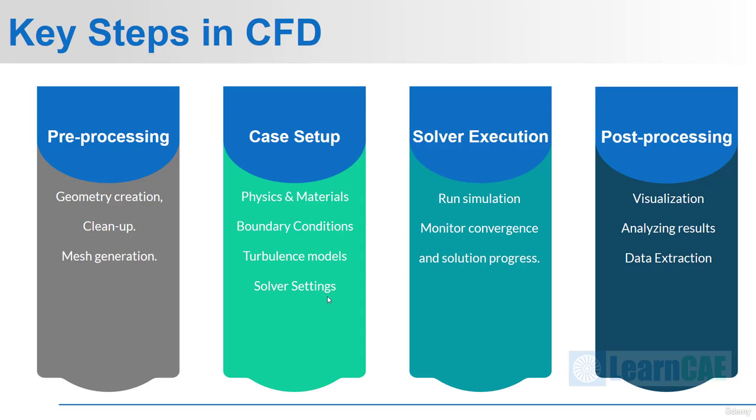And we will load the case for solver. In the solver, we will run simulation, monitor the convergence and check the solution progress. Finally, once the solution is complete, we will take it to post-processor and we will visualize the plots, graphs, analyze the results and extract the data for comparison. So these are the main steps in CFD analysis. Alright, we shall see about meshing and boundary conditions in the next lecture.